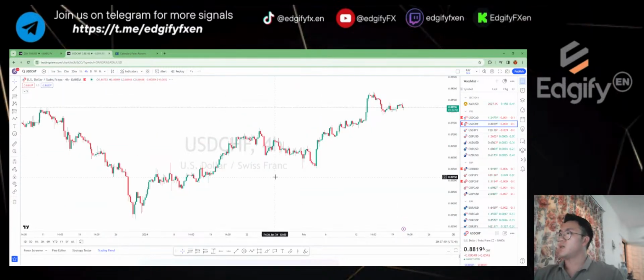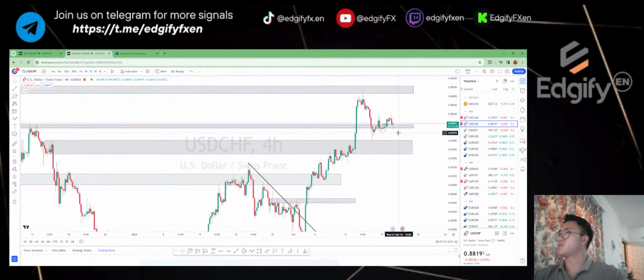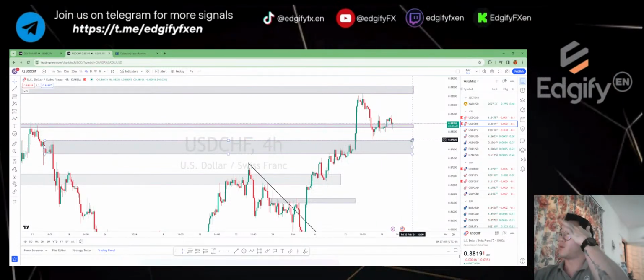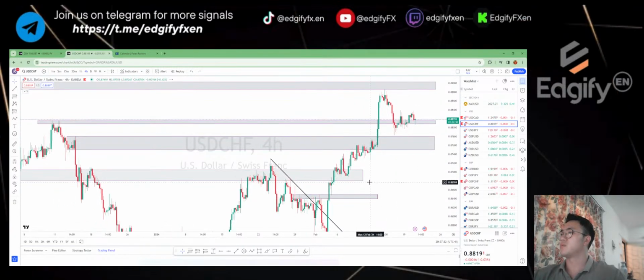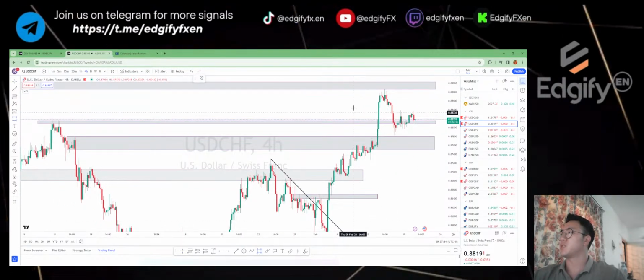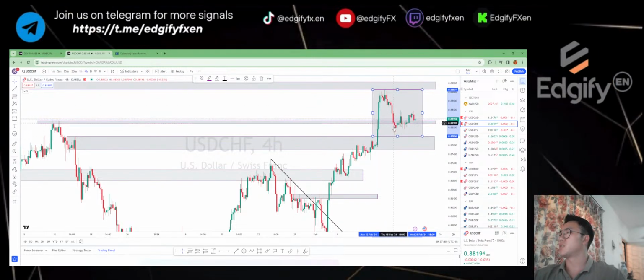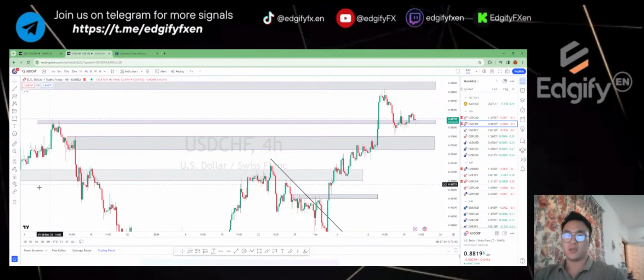Okay, USD CHF. I still don't have any solid confirmations. So this is something that I will hold on to first before I hop in. Plus I also don't prefer the structure that it's happening here. You see a lot of candles breaking in and out of the zone, a lot of wicks. So it's something that I will avoid.